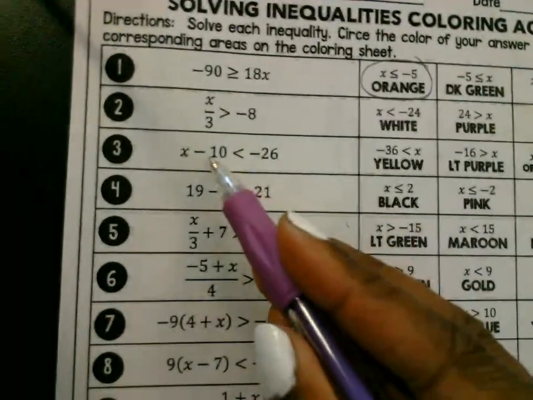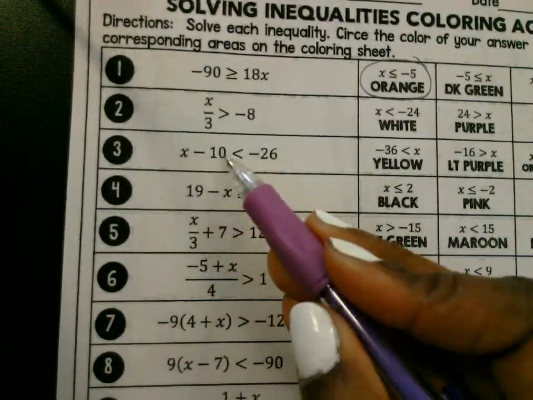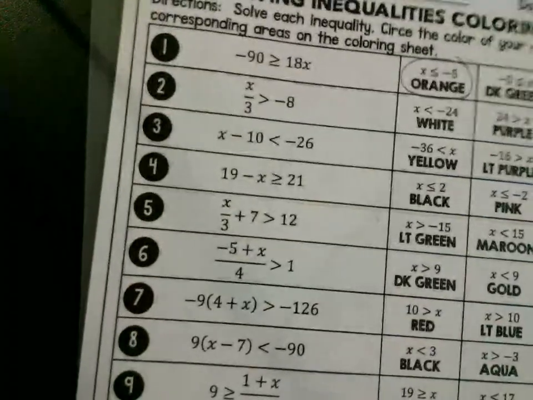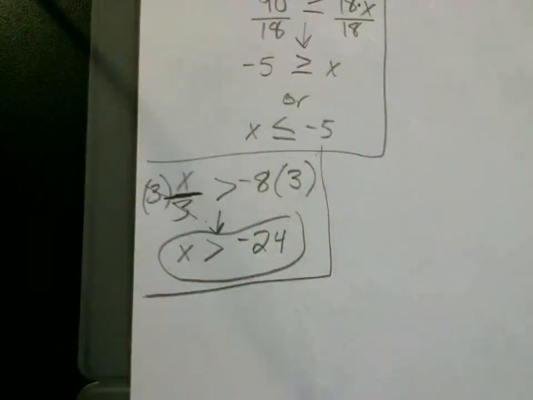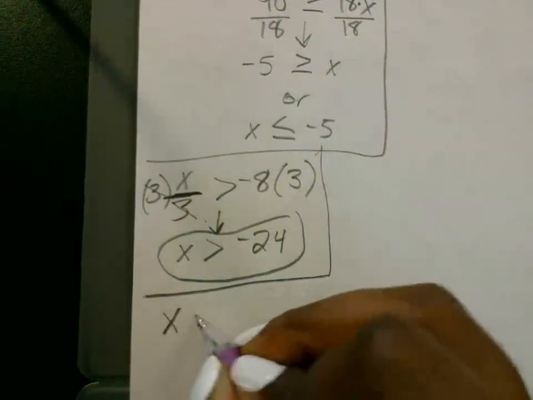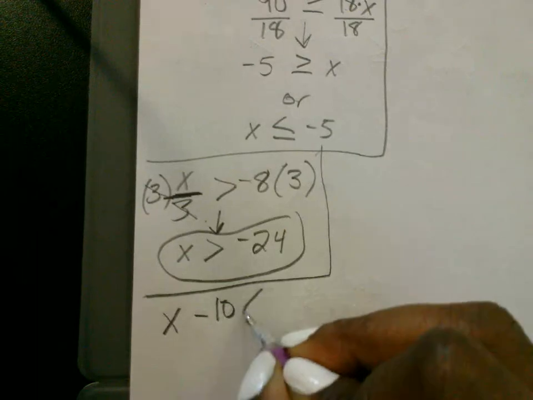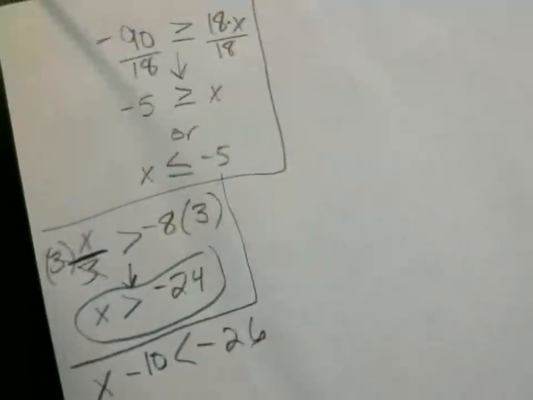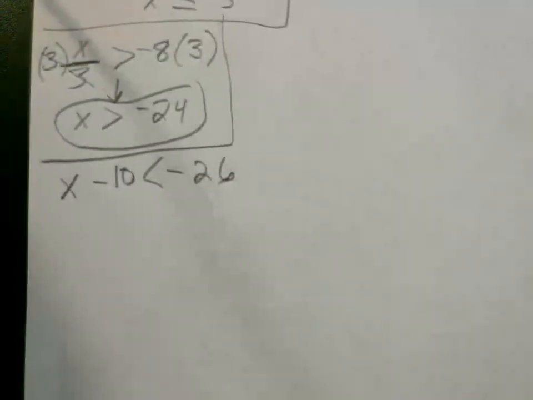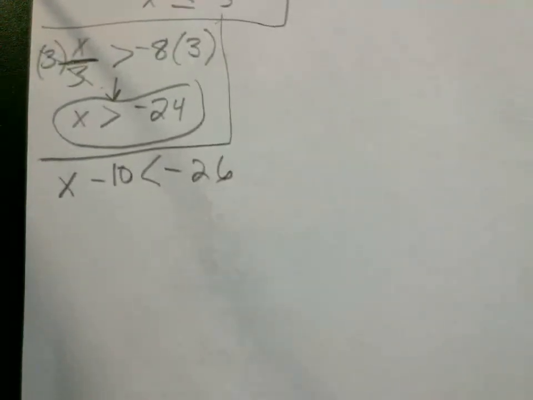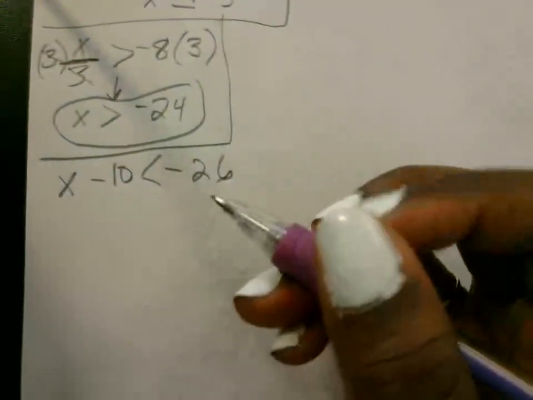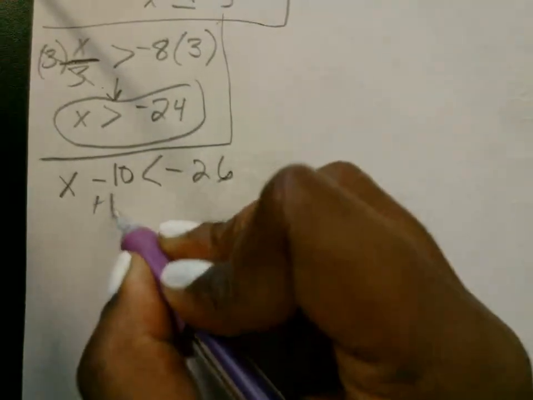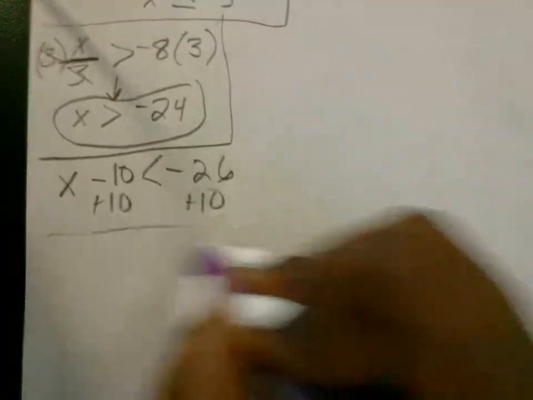Number 3, we have this equation: x minus 10 less than negative 26. Please make sure you write that down. x minus 10 less than a negative 26. How do you get x by itself? What are you going to do to get x by itself? You're going to add what? Somebody said it, I think. 10. Add 10 to both sides.